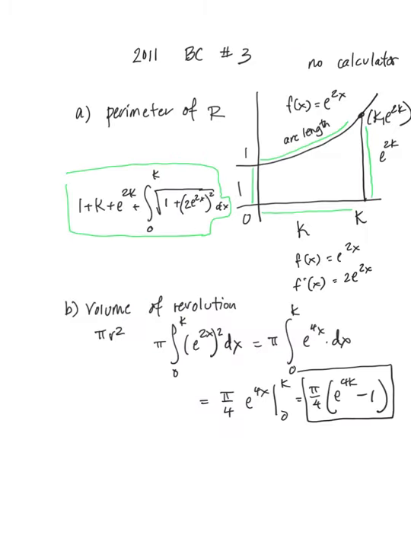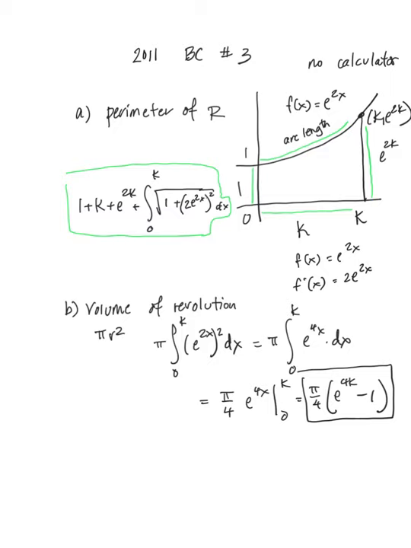All right, so here is a volume problem, or slight volume problem, BC number 3 from 2011. The first piece is that we need the perimeter of R. This is an awesome problem because it includes a lot of different pieces in one question, and that might be what we're going to see on this year's 2020 exam. So we're asking for the perimeter of R.